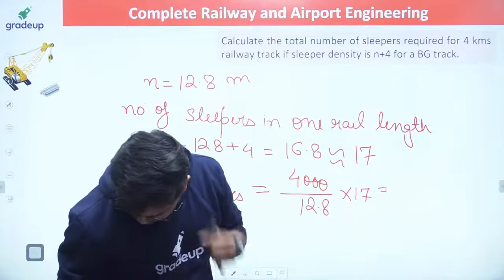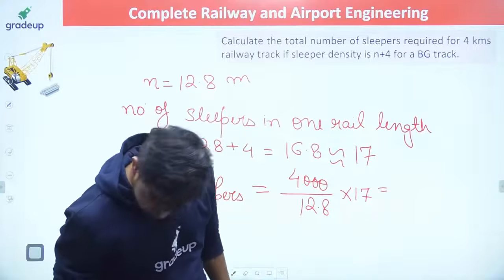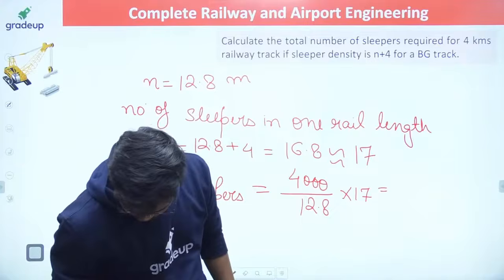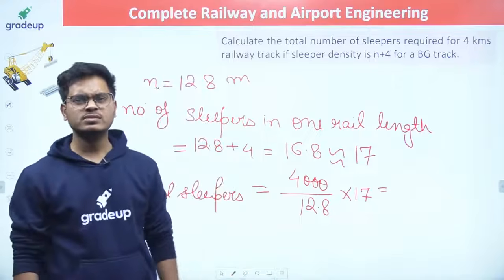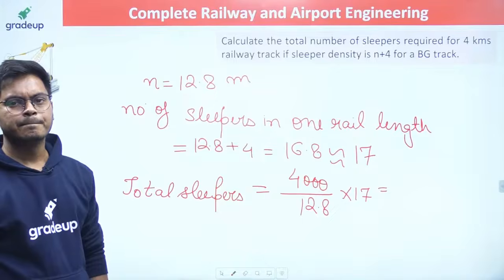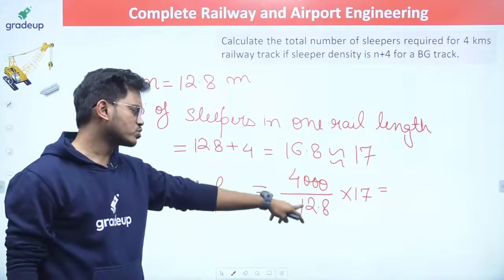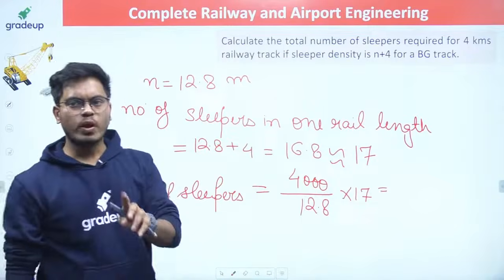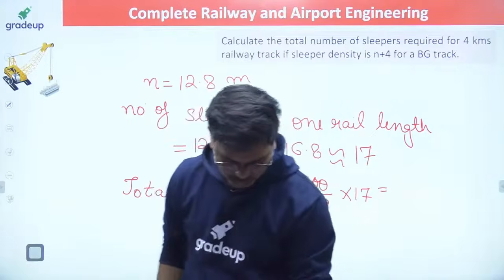Let me try my cell phone calculator. 4,000 by 12.8. How many rails am I going to use? That is 4000 by 12.8. In one rail, I'm using 17 sleepers. How much will be the answer? Everybody quickly respond.